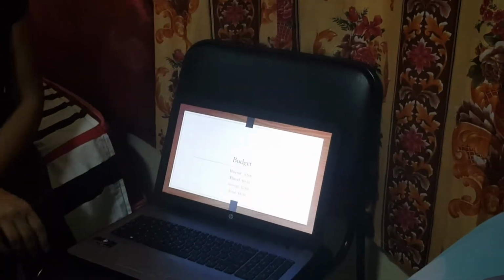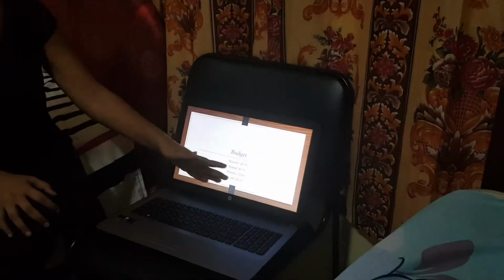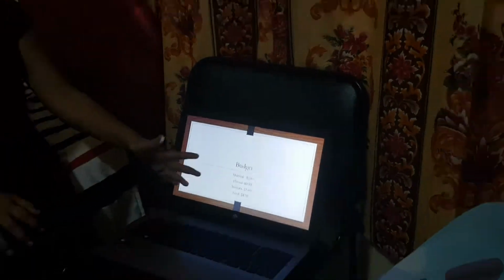Budget. The material, I remember I bought it a long time back and it was on sale. It was just $2. Thread, I just got it for 50 cents. Scissors, a new pair I had to buy, $2. So all was done in just $4.50. Whereas if I had shopped for a brand new curtain, it would honestly have cost me about $25.